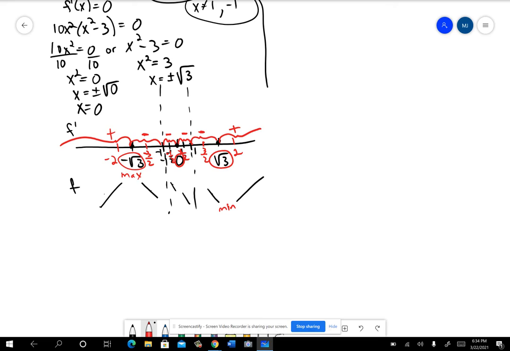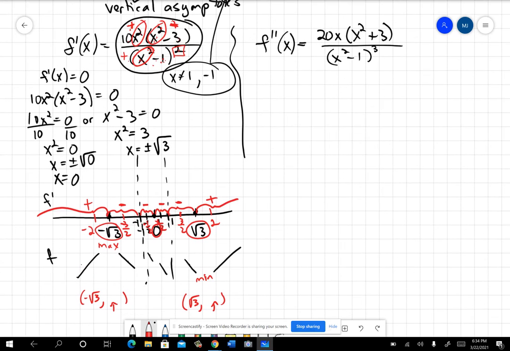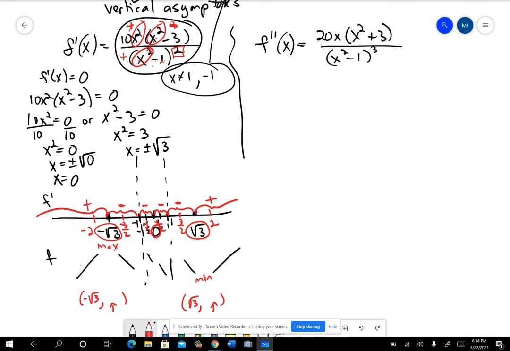Okay, so we do know these are going to be extrema, and we'll need the y coordinate at some point, so we could go ahead and do that at some point. I'm going to do it after we check inflection points. Okay, so we'll come back and we'll get this. When we do, we have to plug the square root of 3 into the f function, the original function. All right, let's get that far with the f double prime.